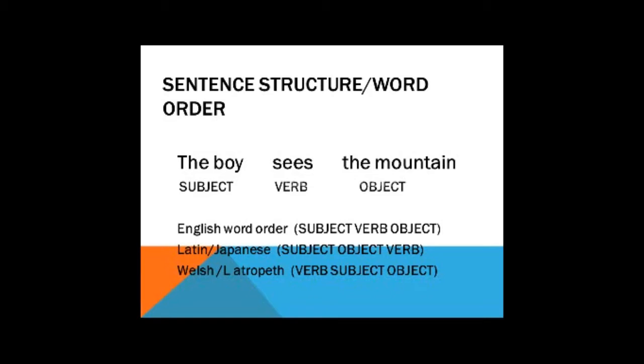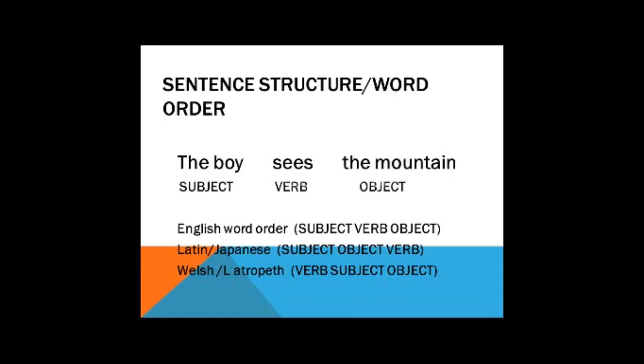So let's have a look at sentence structure and word order in general. If you take a very simple English sentence like "the boy sees the mountain," in terms of the word order, you can break it up into separate constituent parts. And you can name them.